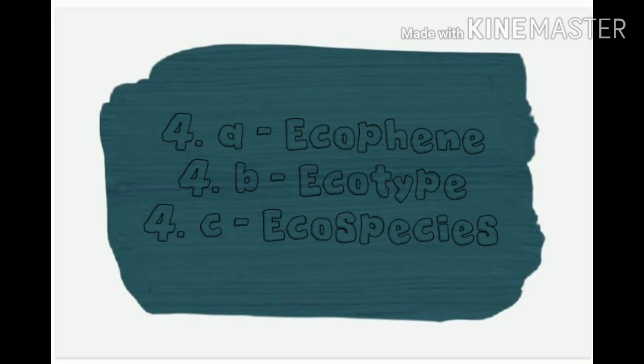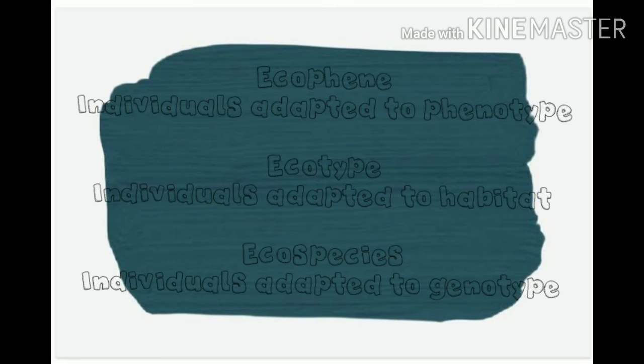The next bunch of words are ecophene, ecotype, and ecospecies. They have clues in themselves. Let us understand with these clues. Ecophene are those individuals which are adapted to phenotype. Ecotype are those individuals which are adapted to habitat, and ecospecies are those individuals which are adapted to genotype.